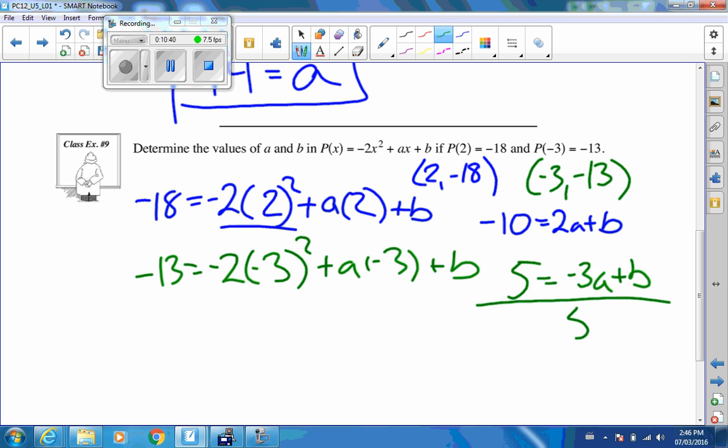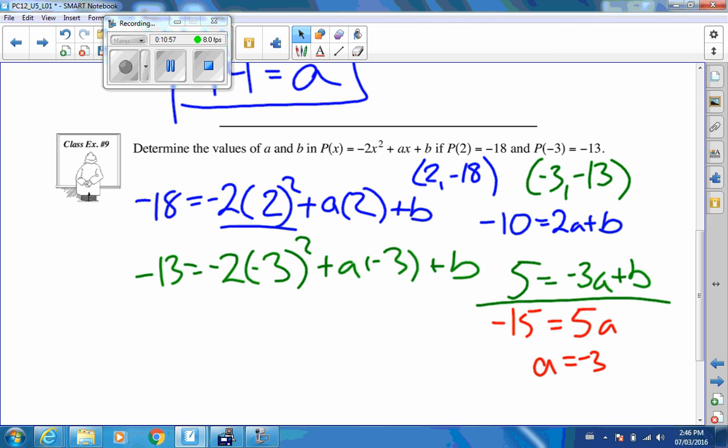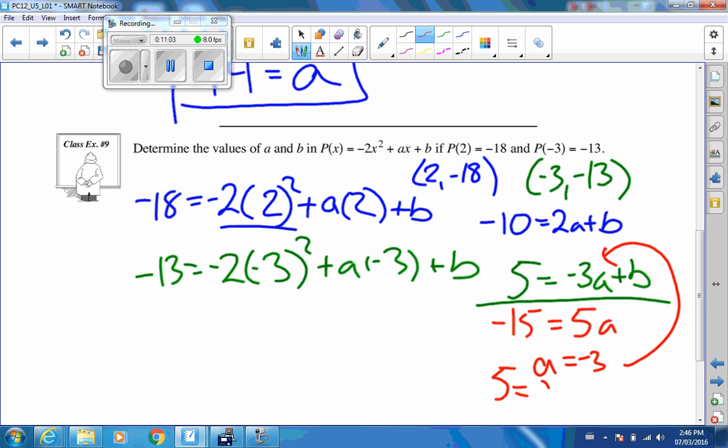So 5a. And again, if you don't remember how to solve systems from back in Math 10C, focus on those or just come in and get some extra help. We can get you straightened out in no time. Once I've got my a is negative 3, then I would just need to pitch that value back into one of these two equations. I'll put it into this one and then solve it out. So 5 equals positive 9 plus b. b equals negative 4. Solved.